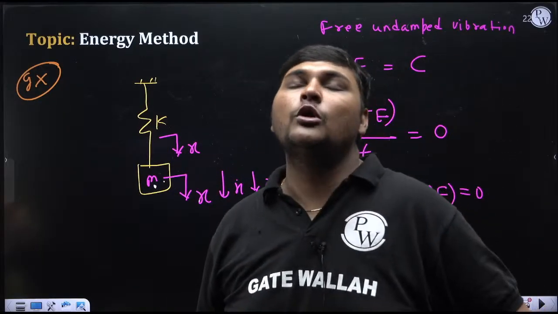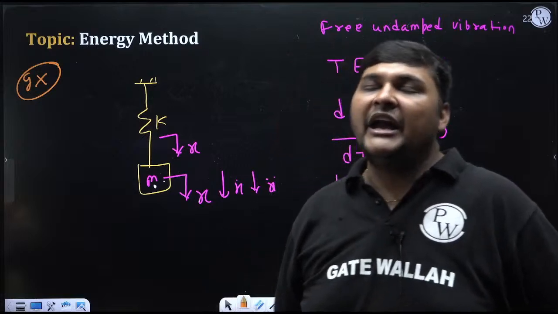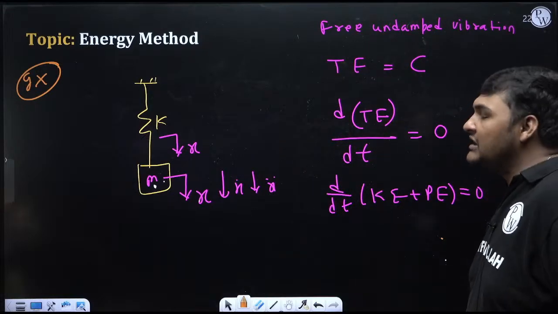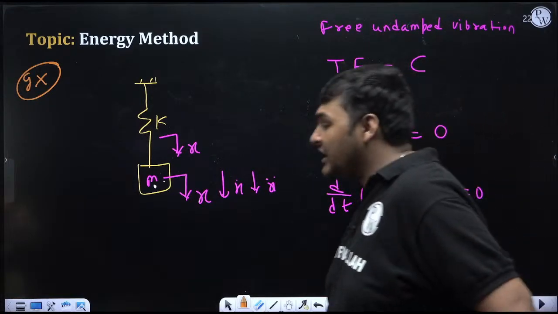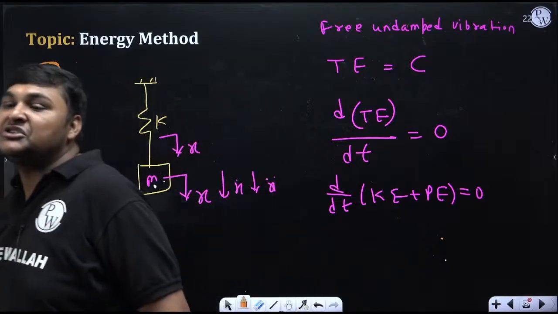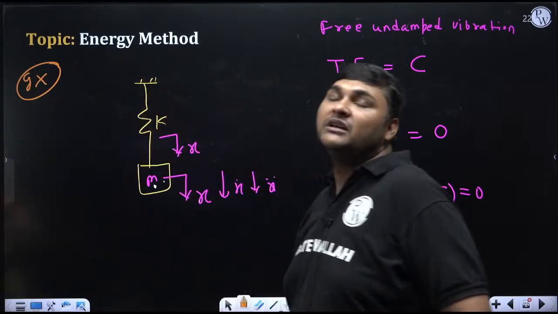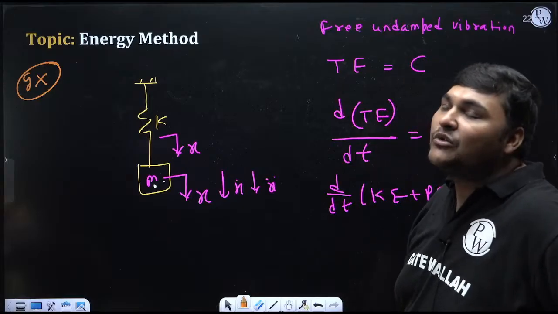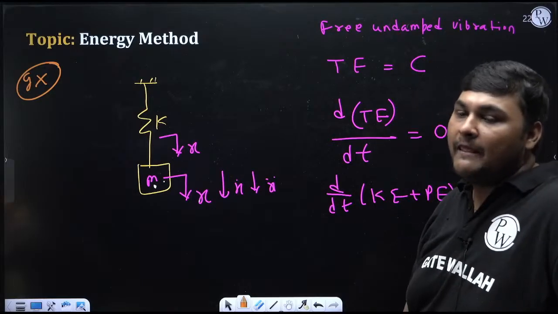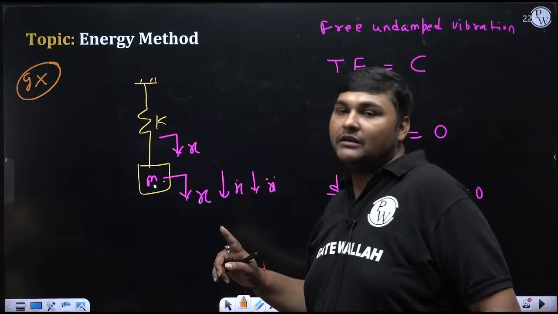Means there is no role of gravity in the restoration. And if there is no role of gravity in the restoration, like in the equilibrium method, we were not considering weight. Similarly, we were not considering the static deflection part also. Similarly, if there is no role of gravity in the restoration, while calculating potential energy, we will not consider weight.